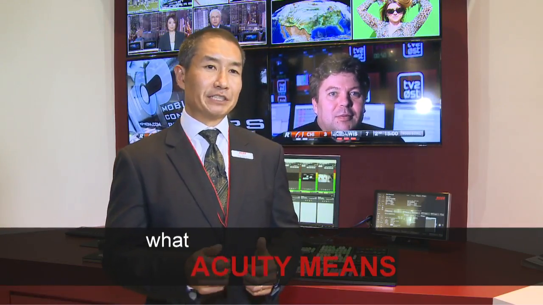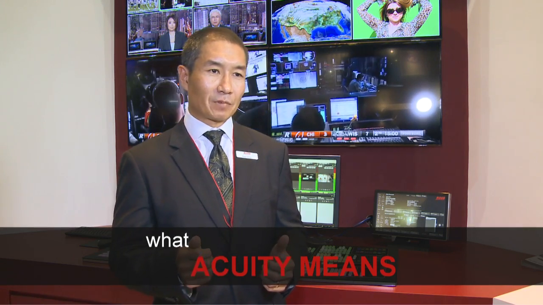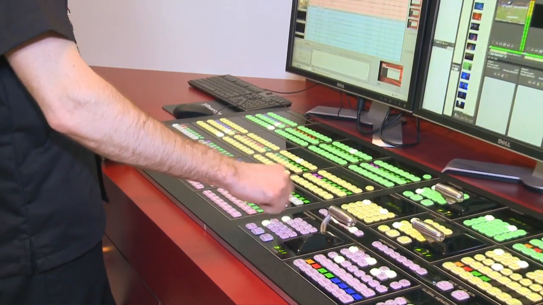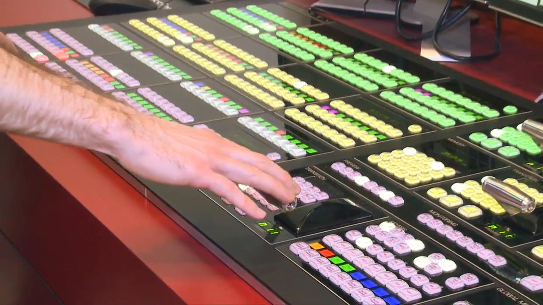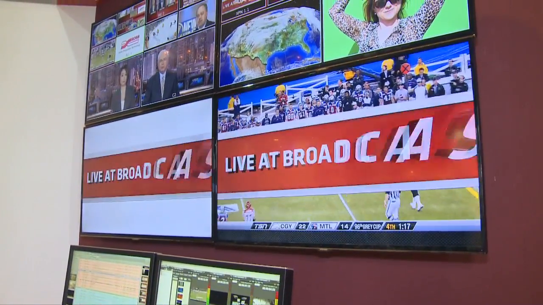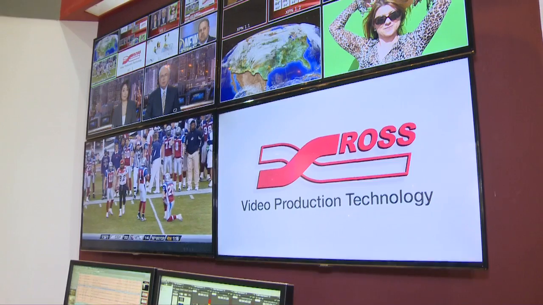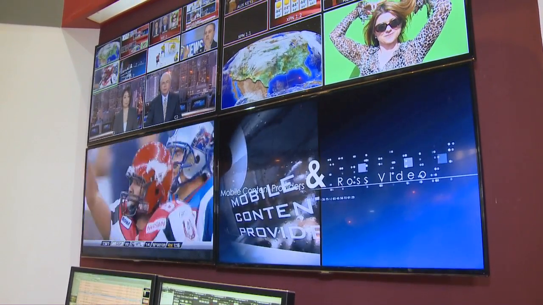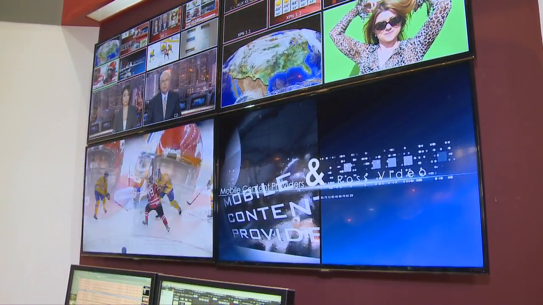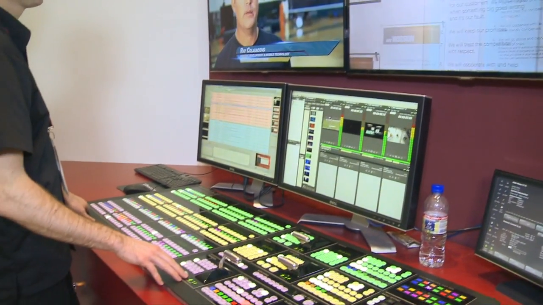The word acuity means sharpness of vision. And just like the definition, Acuity will be sharper and more powerful than its predecessor, Vision. Now we call it a video switcher platform because all our switcher series is basically a platform you can add on to, so it evolves.